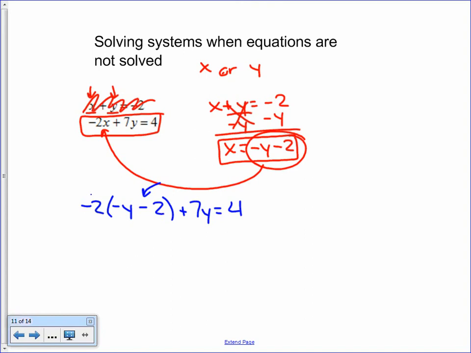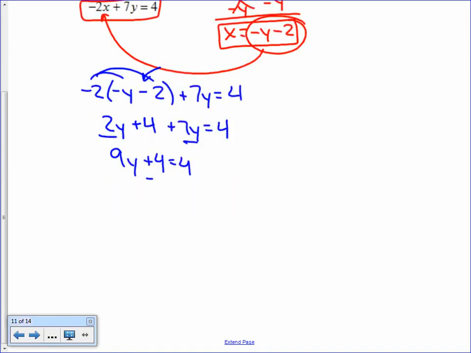So let's distribute the negative 2. So this is going to give me a positive 2y plus 2, or plus 4, plus 7y equals 4. Collect like terms, so we have 9y plus 4 equals 4. And subtracting 4 from both sides, I'm going to get 9y equals 0. And when I divide by 9, I'm just going to get y equals 0.